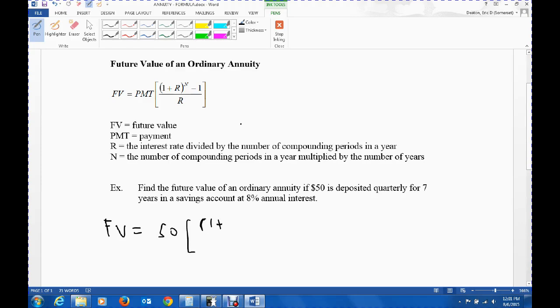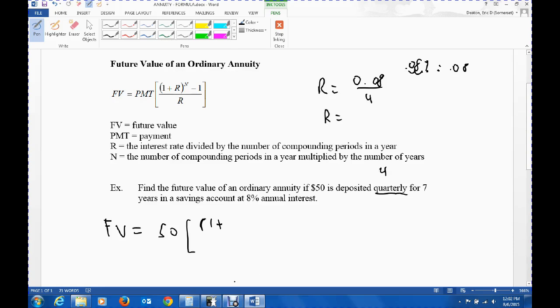Now that R is actually going to be the interest rate as a decimal, so it's 0.08. And if you're wondering how we got that, 8%, if you were to take the decimal, move it 2 places to the left, and throw in a 0 as a place value, that's how you get your 0.08. And divide by the number of compounding periods in a year. Well, since this one is quarterly, that means there's 4 quarters in a year. So we're going to divide by 4.